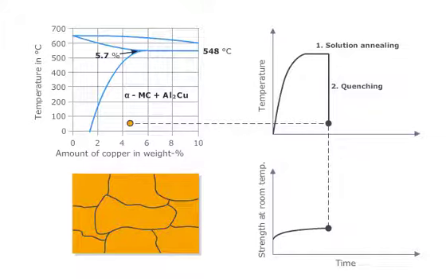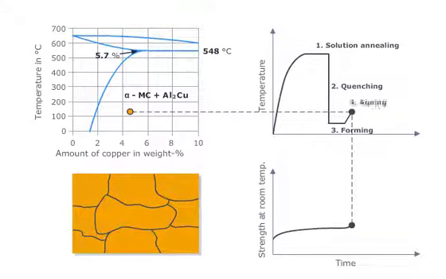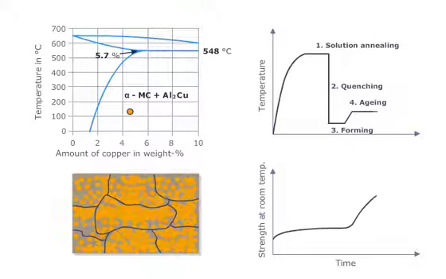The oversaturated aluminium mixed crystal has a higher strength than pure aluminium, but can still be formed well. The material can be formed into a component in this state. The finished component is left to lie for some time. We speak of aging. In case of artificial aging, this takes place at an increased temperature. In case of natural aging, at room temperature.